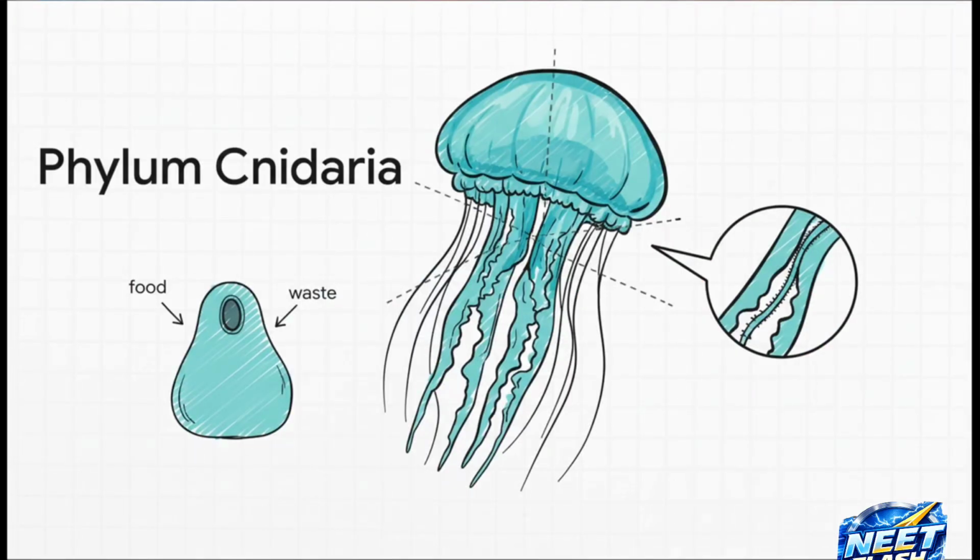That's your jellyfish and corals. We now have the first true tissues, a defined radial symmetry, and those two embryonic germ layers we talked about.